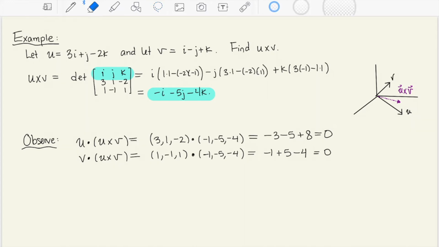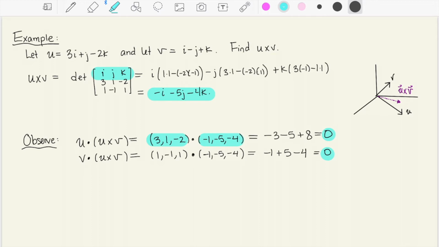I'm going to take the vector that I calculated, u cross v, and take the dot product of that new vector with u, and also take the dot product of that new vector with v. This is just a simple dot product to work out, which I do here. And in both of these cases, I get 0 showing up. So is it a coincidence that the dot product of u and u cross v is equal to 0? No, it is not. In fact, this is always going to happen.